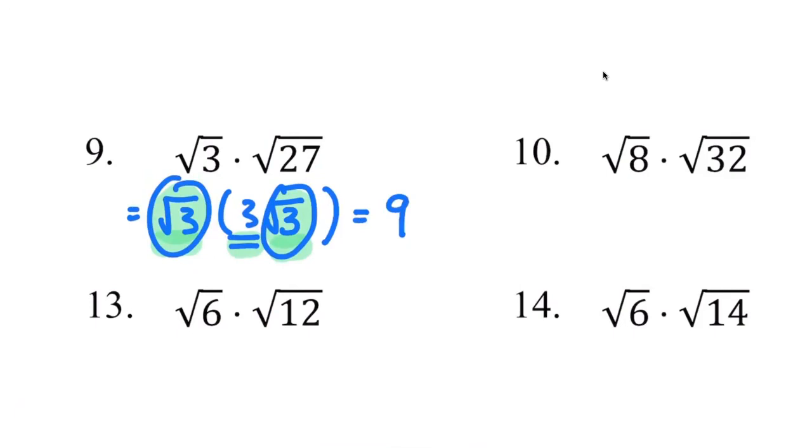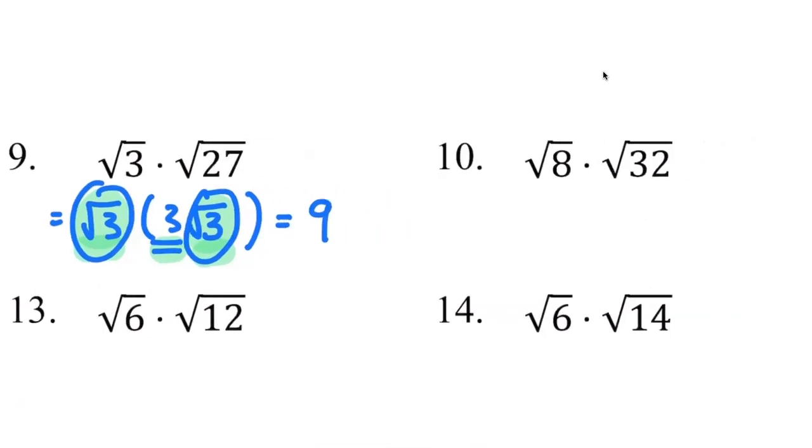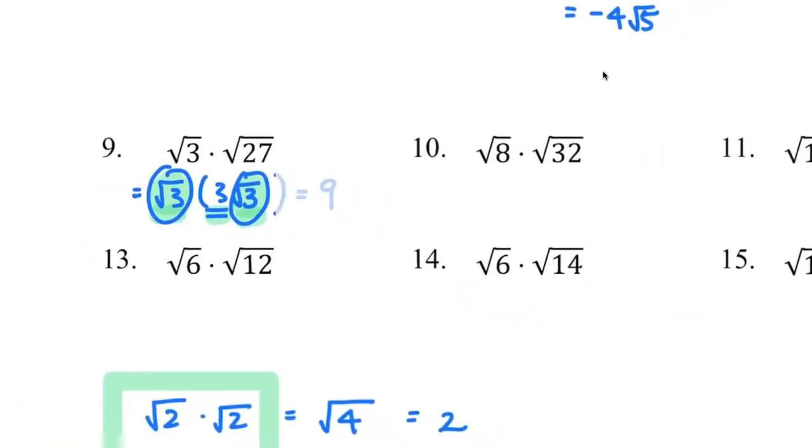We're going to play this game. Can you see the square roots? When they're multiplying, they're the same thing. Square root 3 times square root 3 is 3. Now we'll see a couple more examples.